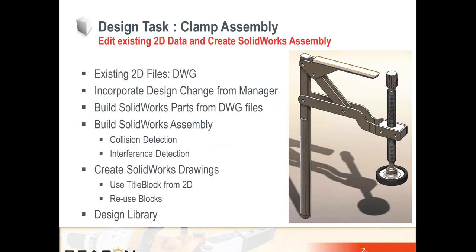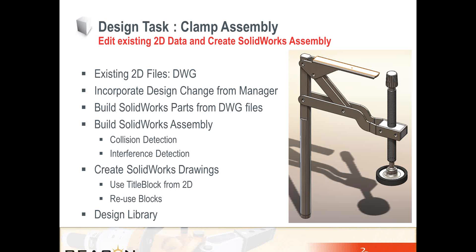So I have a design task at hand. I have created a hypothetical scenario wherein we'll receive a design change from a manager, and we'll try to incorporate this design change. What we have is just plain 2D data for all the parts of this clamp assembly that you're seeing on the screen. So we have 2D DWG files of the individual piece parts, and we'll bring them into SolidWorks, build SolidWorks parts from each of them, and then build a SolidWorks assembly.